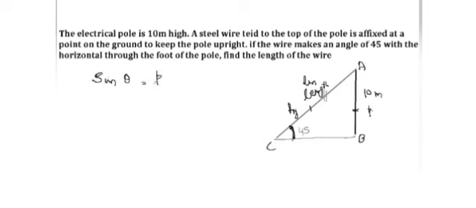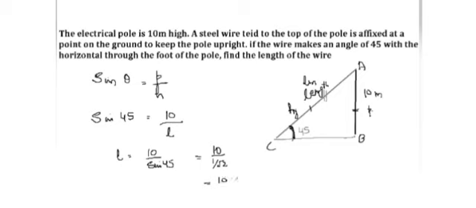Sine theta is perpendicular upon hypotenuse. So I will write sine 45 equals to perpendicular is 10 and hypotenuse we need to calculate. So hypotenuse is your length. So I have taken L. Now we can just write like this way, 10 upon sine 45, and we know that the value of sine 45 is 1 by root 2. So we can write it as 10 upon 1 by root 2. This root 2 goes up, so 10 into root 2. And the value of root 2 is 1.414. So 10 times 1.414, that is equal to 14.14 meters. So this is our answer.